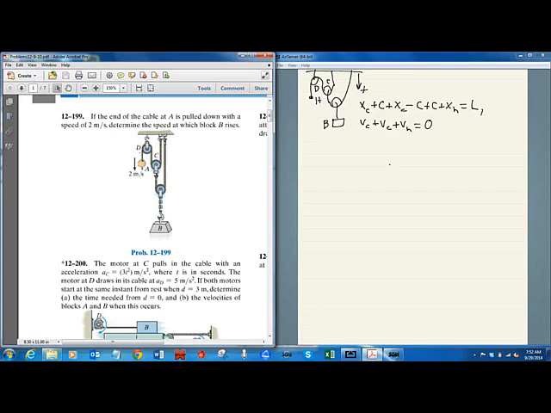So what is VC? Yeah, exactly. Just go ahead and solve it. 2VC plus 2 equals 0. So VC equals what? Negative 1. What does that negative tell you? It's going up. Does it make sense? How can that make sense?